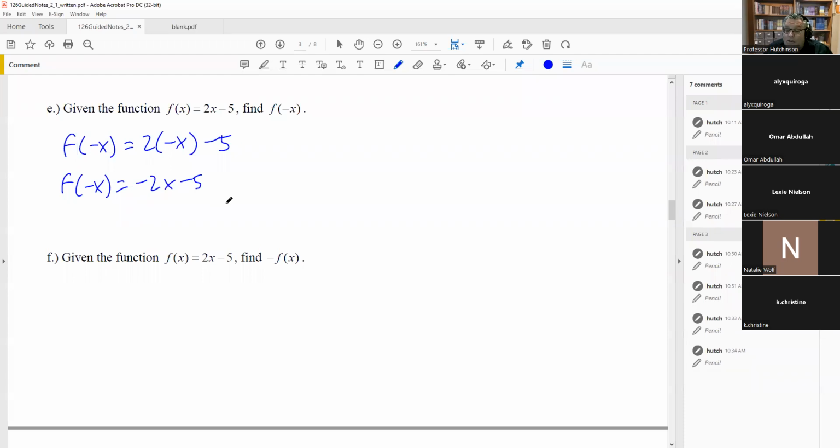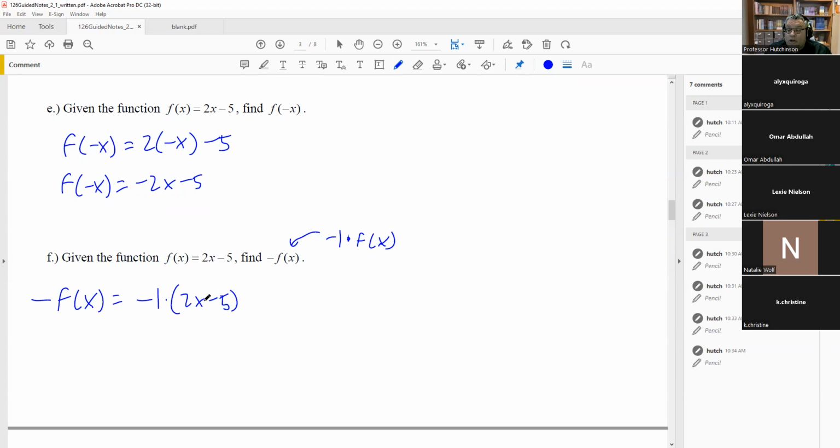For f, what this means right here means the same thing as negative 1 times f of x. That's what that notation means. So negative f of x is negative 1 times f of x. So essentially, if I want to do negative f of x, this is equal to negative 1 times the whole entire quantity, 2x minus 5.